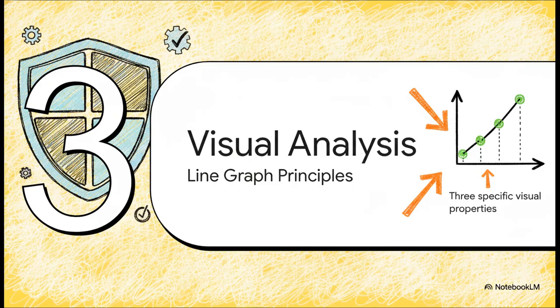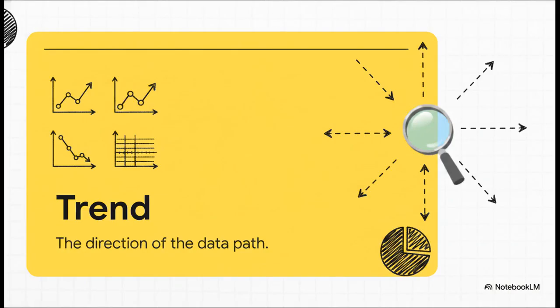Which brings us to Section 3, Visual Analysis Principles. Okay, visual property number 1 is trend. That's the overall direction of the data path. Think of it kind of like the trajectory of an airplane. Is it taking off, descending, or just cruising flat? That slant, that's your trend.